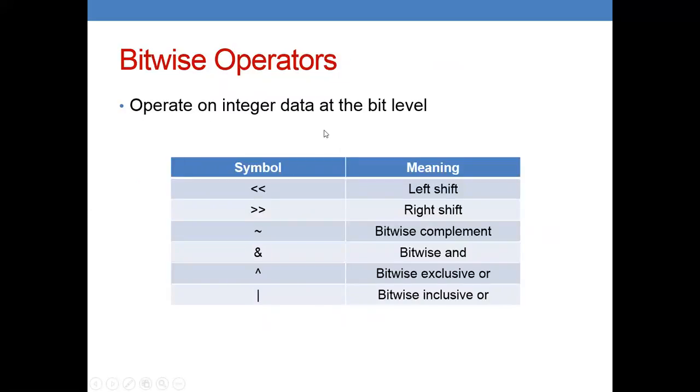So the different operators are listed in this table here. They operate on integer data, right? We don't use them on floating point data. We use them on integer data, signed or unsigned. And so this symbol that looks like 2 less than symbols is the left shift operator. This one that looks like 2 greater than symbols is the right shift operator. There's no space in between these. The tilde is the bitwise complement. The ampersand will be used as bitwise AND. The caret here is the bitwise exclusive OR. And the vertical bar, vertical pipe, is the bitwise inclusive OR.